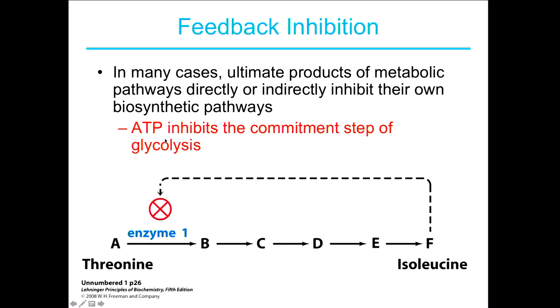So that's just like the idea of ATP, a sign that our cell has lots of energy, inhibiting the committed step of glycolysis. And that's not the first step. It's not hexokinase, because the product of hexokinase, glucose 6-phosphate, can be used in many other ways in the cell. In glycolysis, we inhibit the third step, which is the committed step. And for the pentose phosphate pathway, NADPH is one of the products. If there's plenty of it in the cell, it will come back and bind to one of the earlier enzymes and slow down that pathway, which again gives us glucose 6-phosphate that can be used for other things.